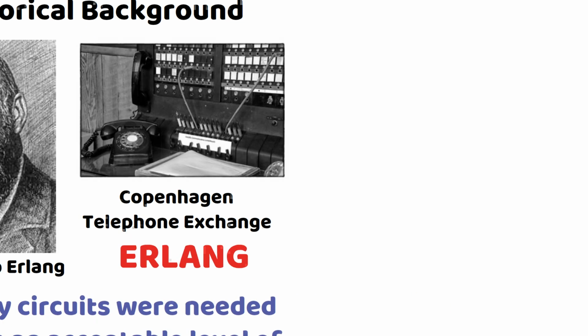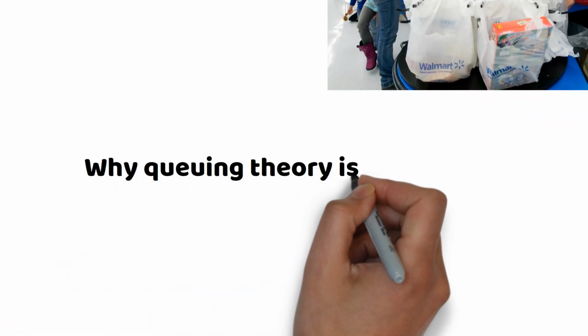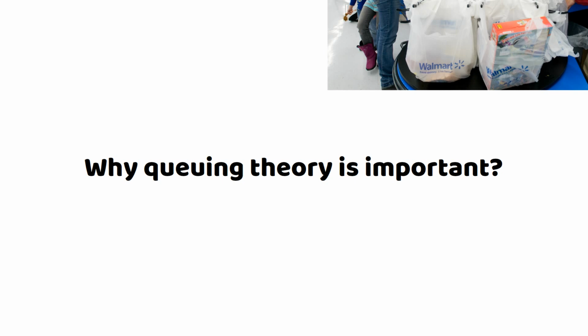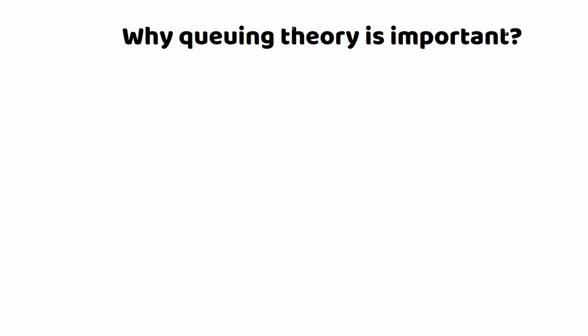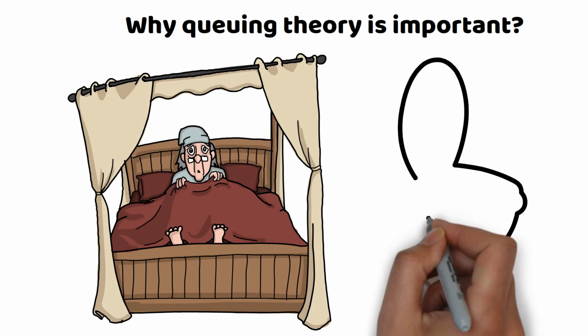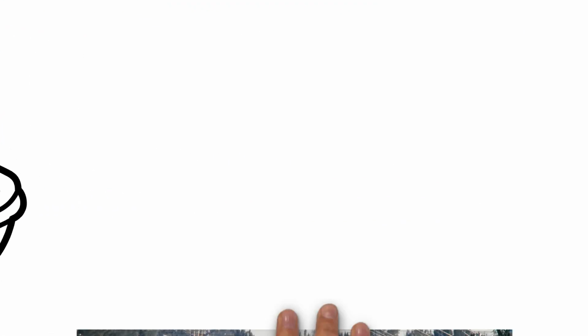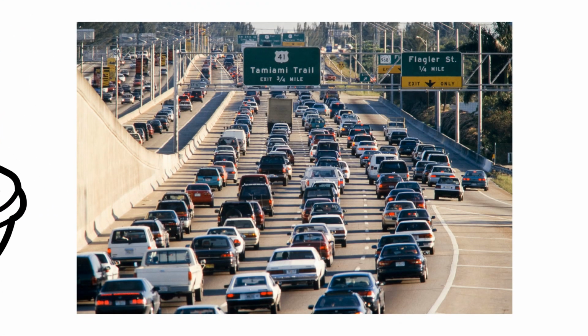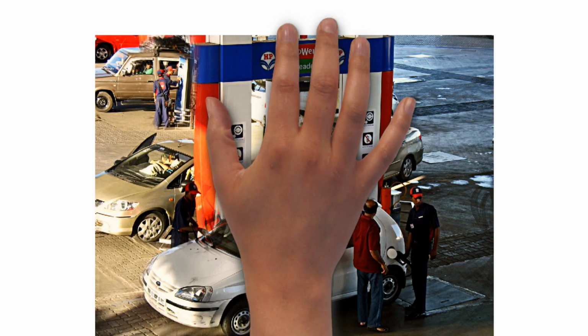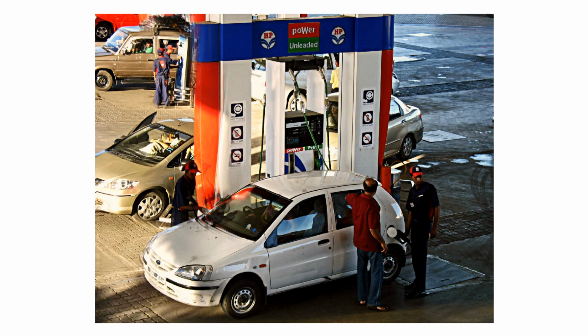The question is, why is queuing theory important? Waiting in line is a common occurrence in everyday life. Let us recall a typical situation of our everyday life. I woke up early and found that the toilet was occupied by one of my family members. When I started moving to my office, I faced traffic congestion on the road. To fill the petrol in the car, I had to wait in the queue at the petrol bunk.